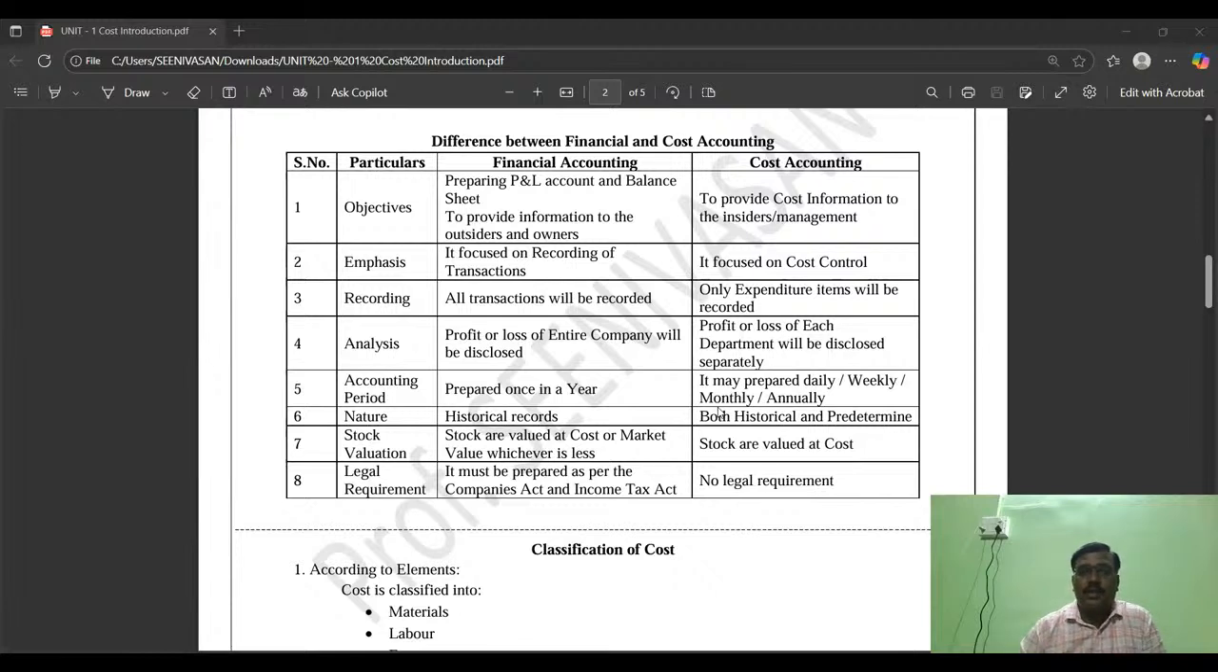That's the first thing. Then, with the help of financial accounting, we could prepare the trading account, profit and loss account, and a balance sheet in order to provide information to the outsiders, that means owners. Whereas cost accounting helps to provide information related to the cost to the insiders, that is the management. What does it mean? Financial accounting provides the information to the outsiders, that means government, shareholders, owners, and so on. Whereas cost accounting is internal accounting. It provides the financial information only about the cost to the insiders, that is the management.